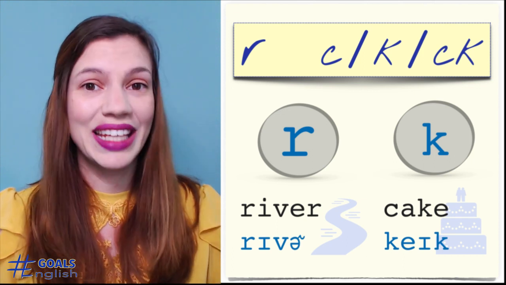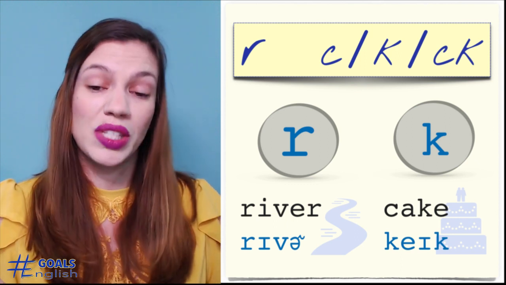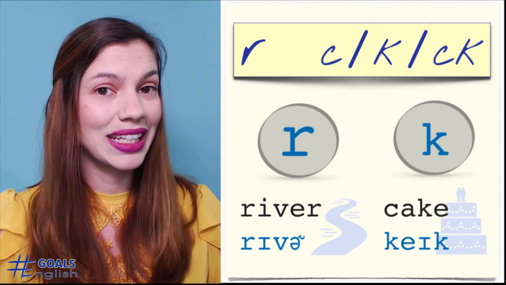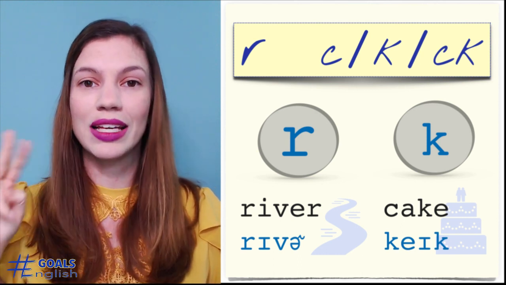And then a quick note about the K. A lot of times, as you probably know, C makes a K sound, so you'll see that in the IPA. K, cake will have two K sounds, k, ache.